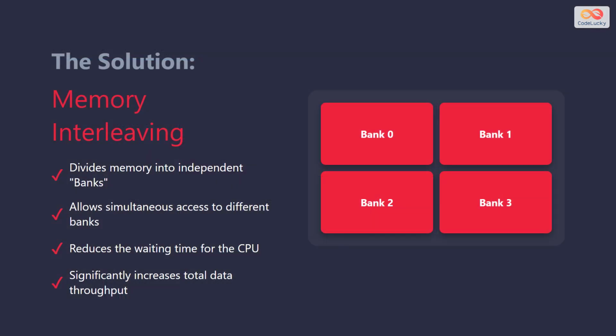Enter memory interleaving. The core idea is simple but powerful. Instead of having one giant block of memory, we divide the memory into independent sections called banks. Because these banks are independent, the memory controller can access them simultaneously. This means while one bank is busy retrieving data, another bank can be receiving a new request.